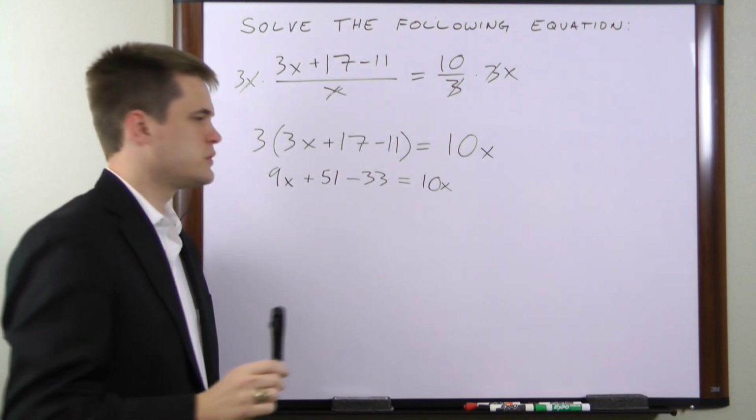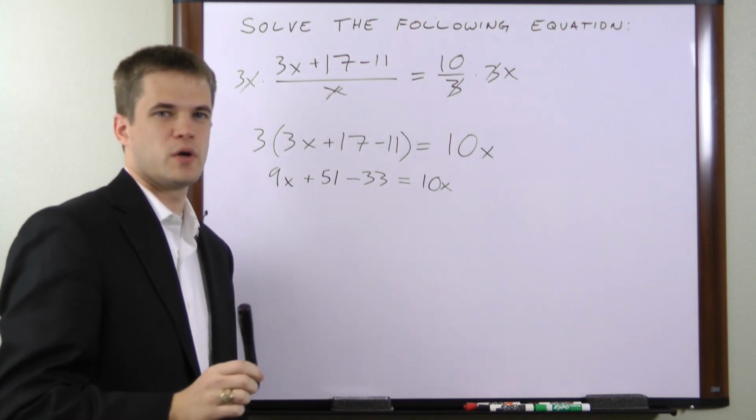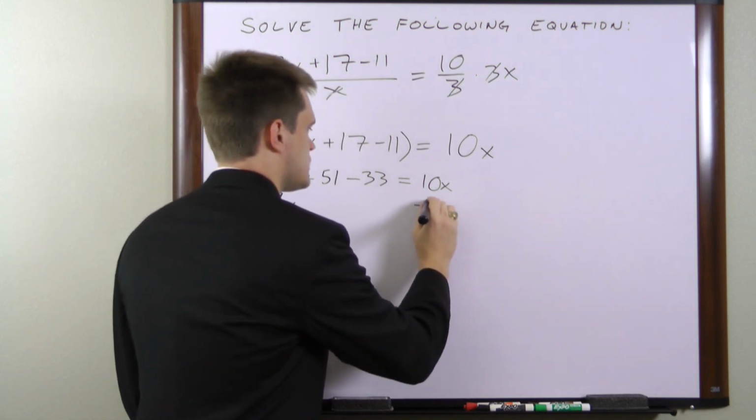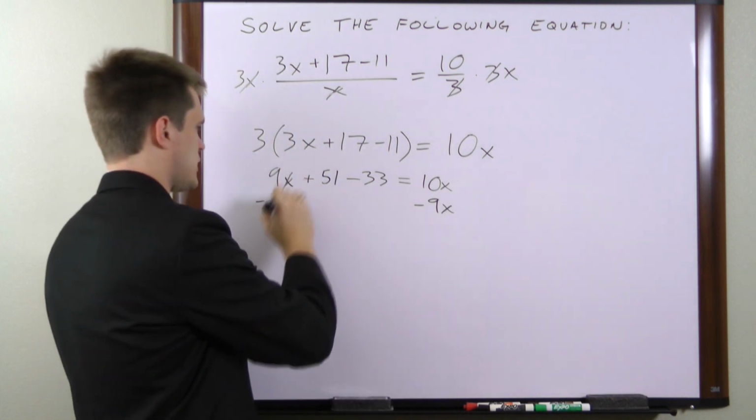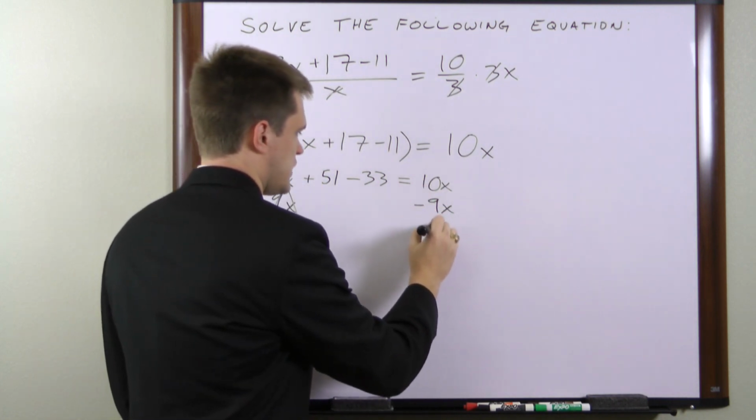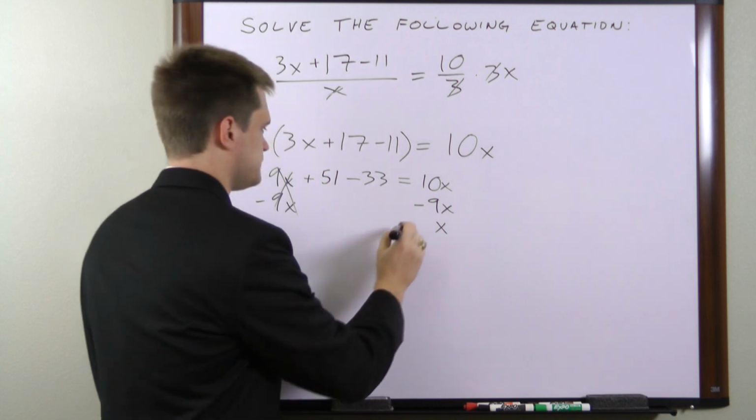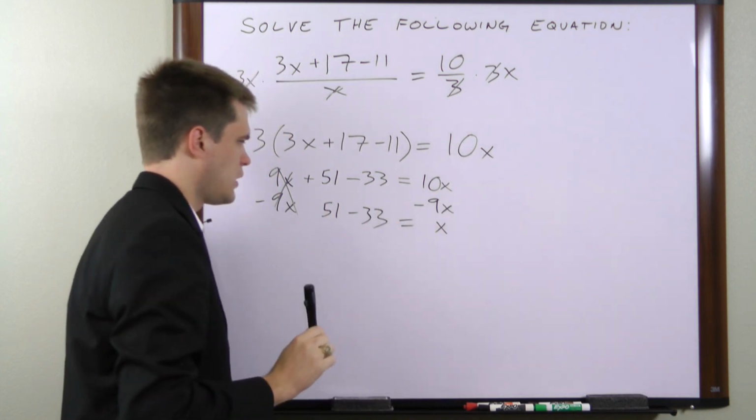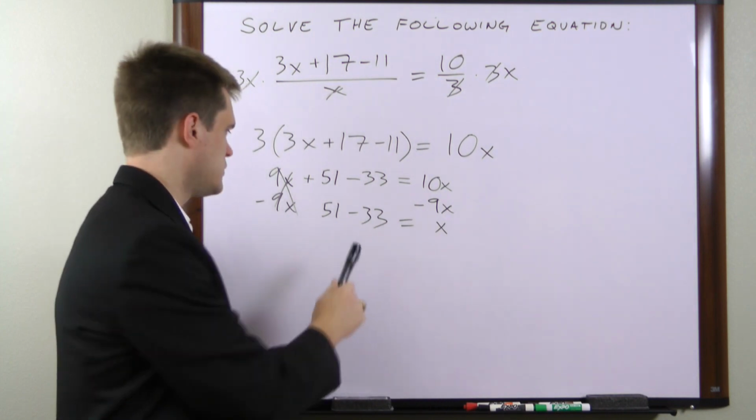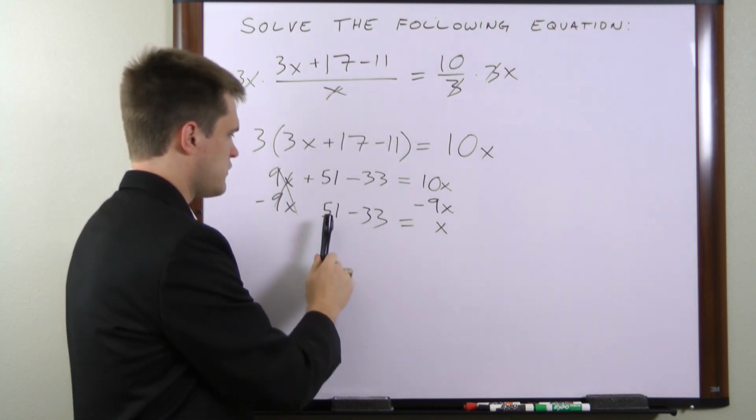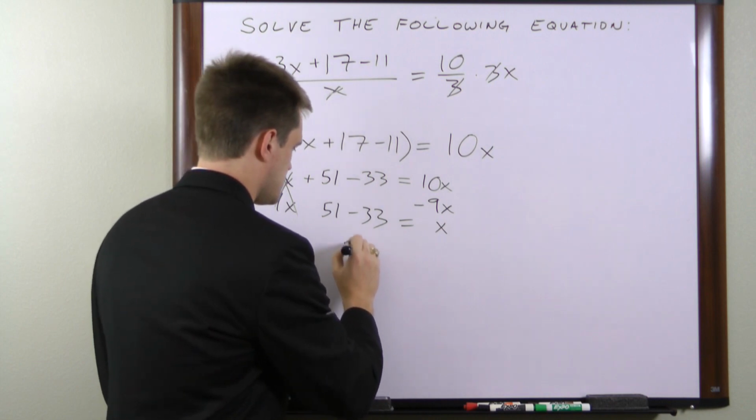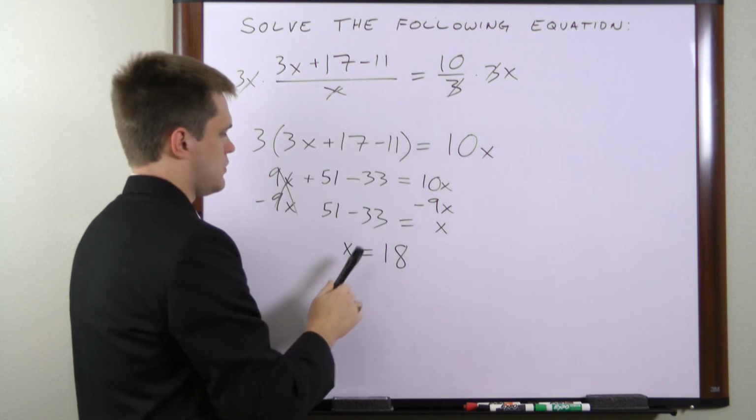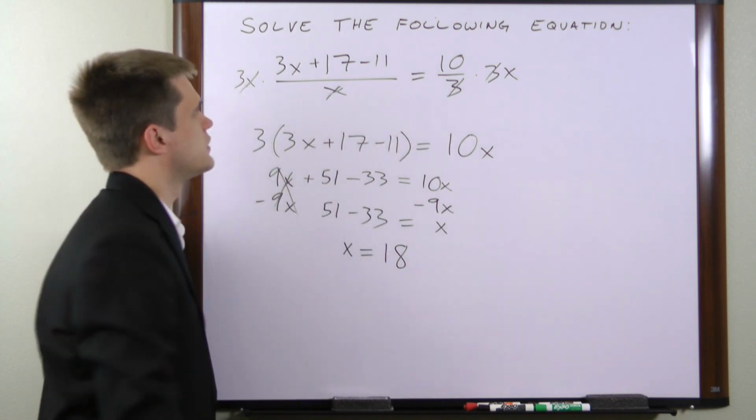Now, the next thing we want to do is get x all by itself on one side of the equation. So we're going to subtract 9x from both sides, and that'll cancel this out, and that'll leave us with just x over here. And we still have the 51 minus 33. Now to solve for x, all we have to do is subtract 33 from 51, and the solution to that is going to be 18. So that is how you solve an equation like that.